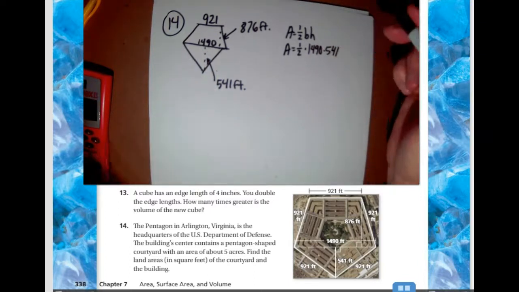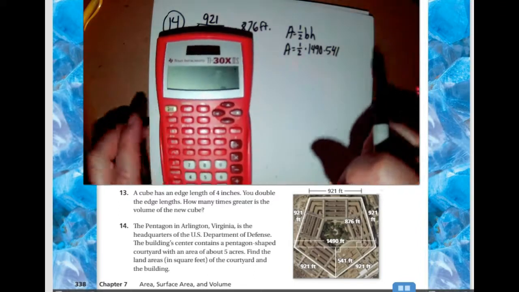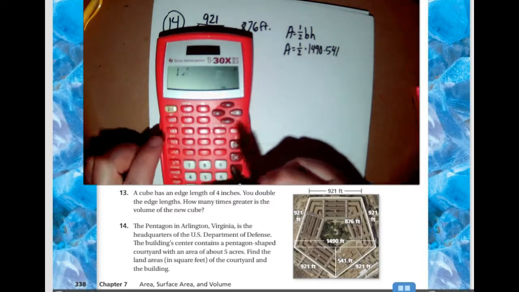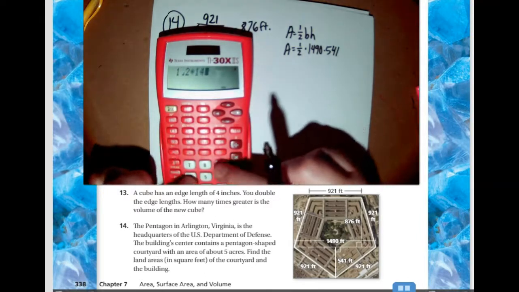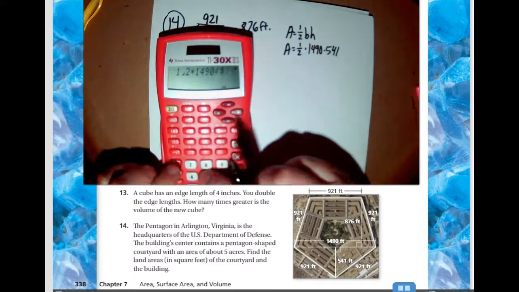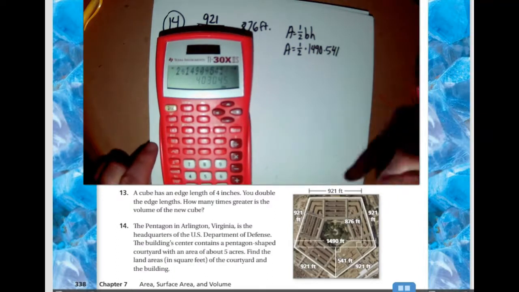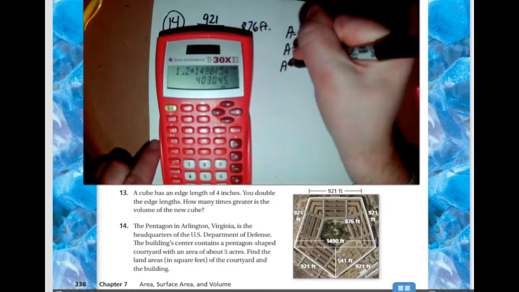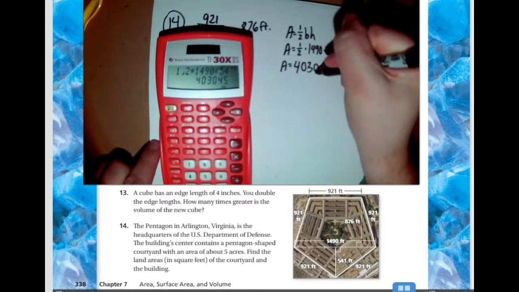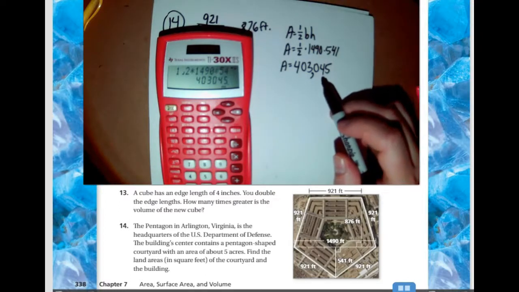541. Boy, these are big numbers, so I'm going to take out my calculator here and help myself make this easier. So I'm going to go 1/2 times 1490 times, oops, see I messed up there, 541. The calculator only does what you put into it. Remember that. We end up with an area of 403,045 square feet.